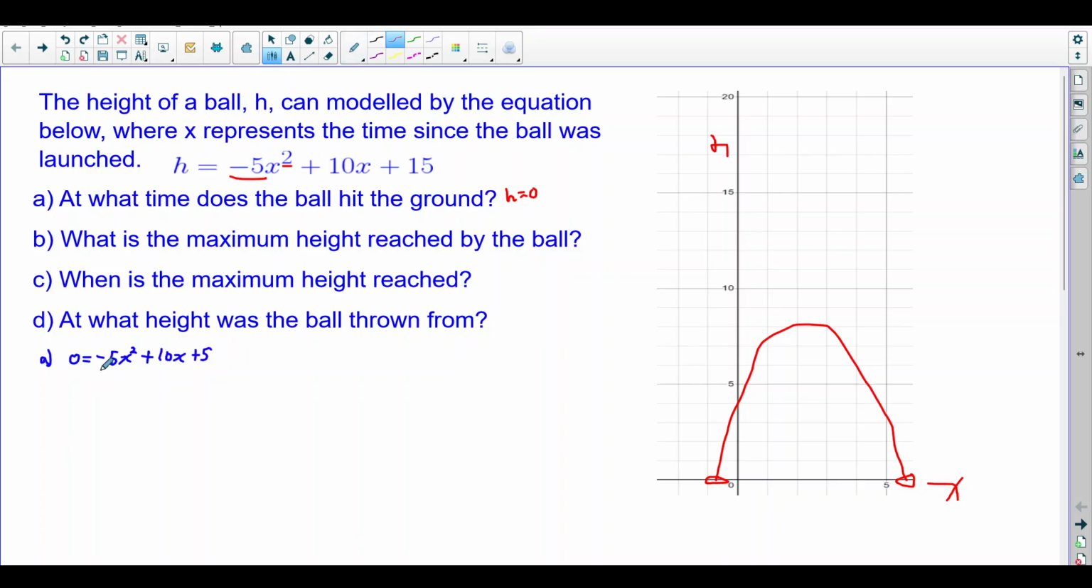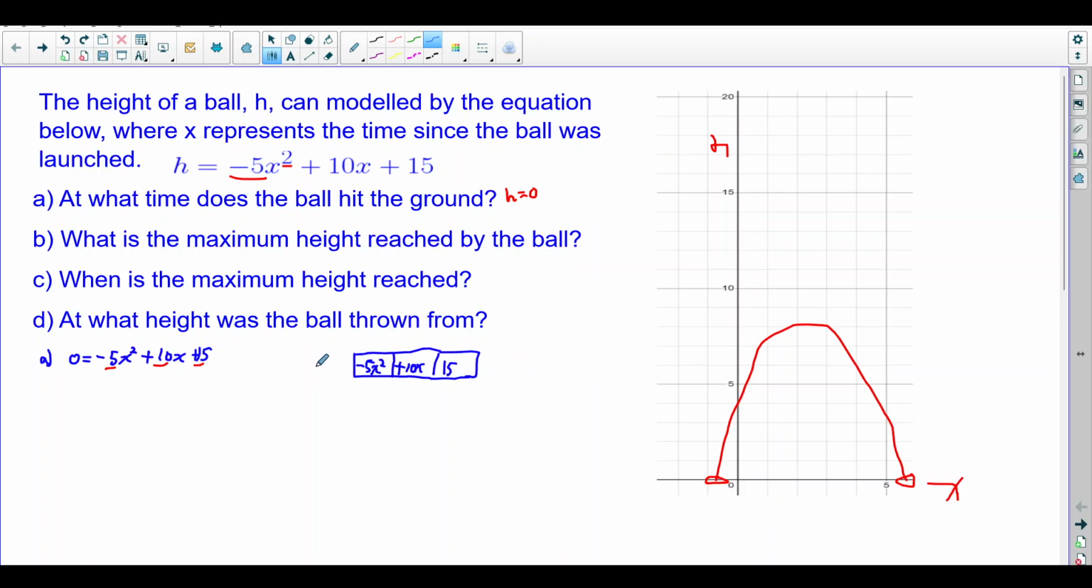Before we do that, though, notice that each term here is divisible by 5. So we'll go ahead and common factor out a 5. And in this case, we're going to factor out a negative 5 just to make things a little bit easier for us. So from an area model perspective, that will look something like this. So we have our negative 5x squared, we have our positive 10x, and we have our, whoa, I wrote a 5 here, that should be 15, positive 15.